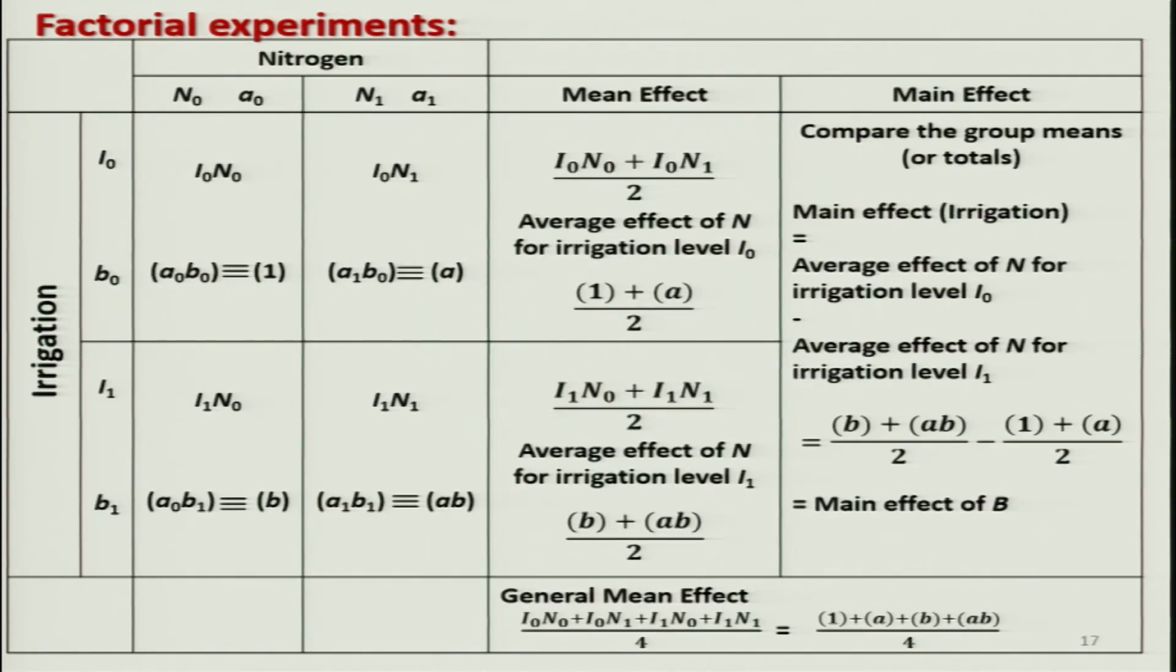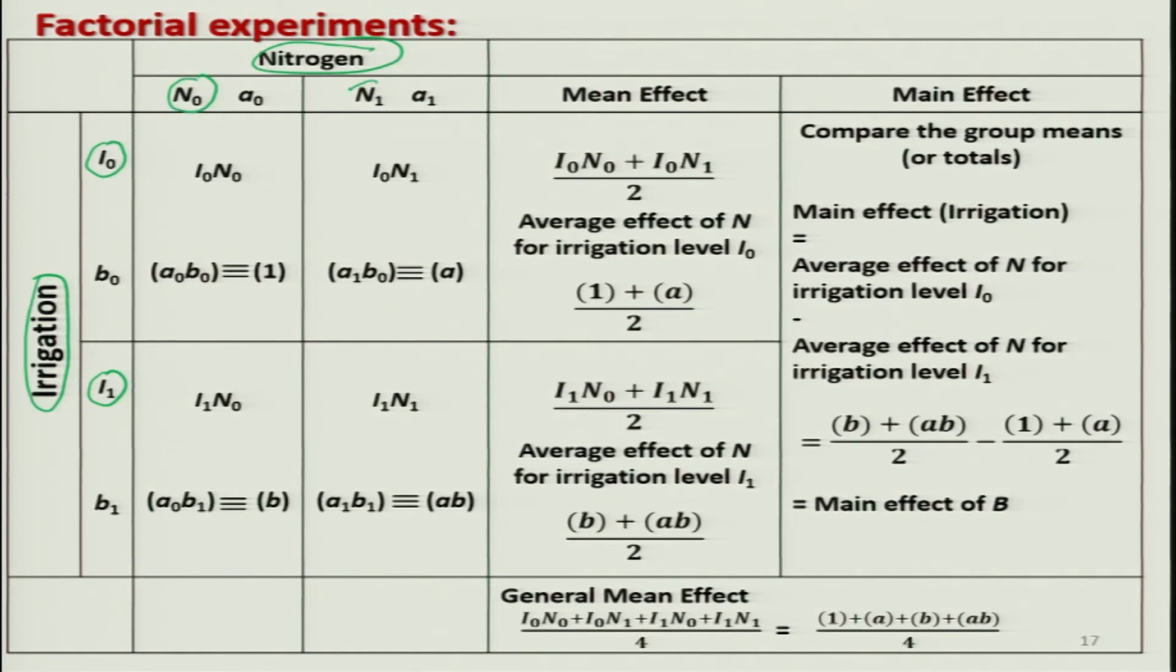Right. So, now if you try to look at this structure, which is a sort of table, through this table I will try to explain several concepts to you. You have to go slowly and understand how I am going to do it. So, you can see here I am taking two factors, irrigation and nitrogen, and the two levels of irrigation are indicated by I0 and I1, and the two levels of nitrogen are indicated by N0 and N1.